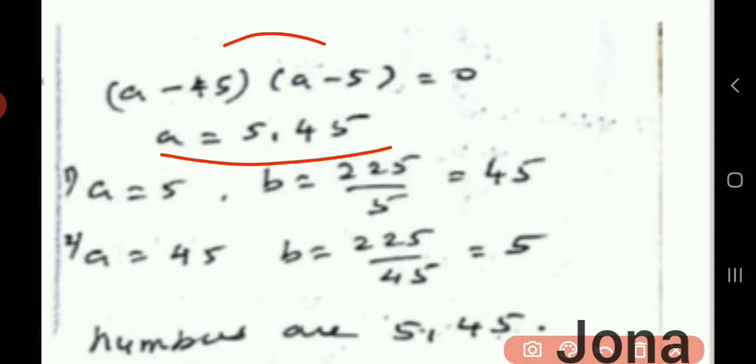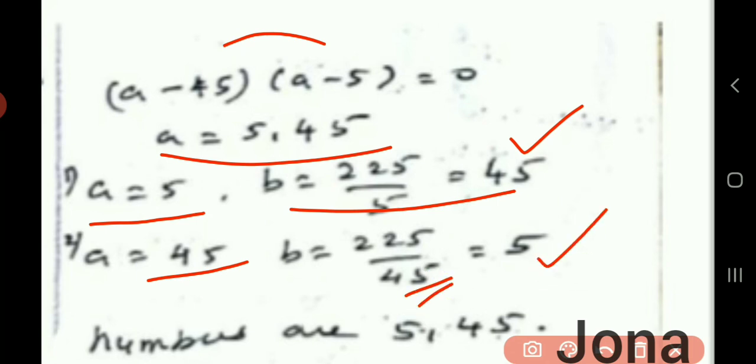Now I want to find the value of b. If a is 5, b is 225 by 5, which is nothing but 45. If a is 45, b equal to 225 by 45, that is nothing but 5 here. So the numbers are 5 and 45.